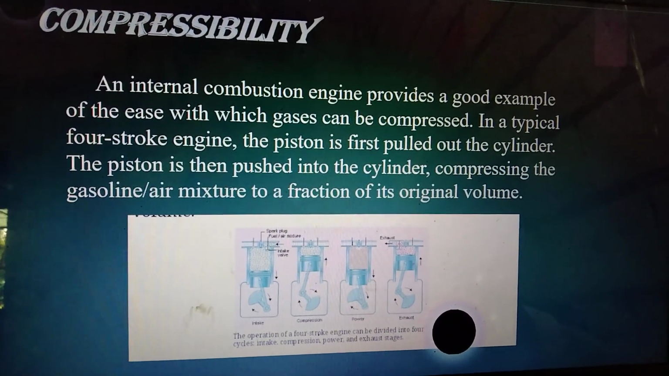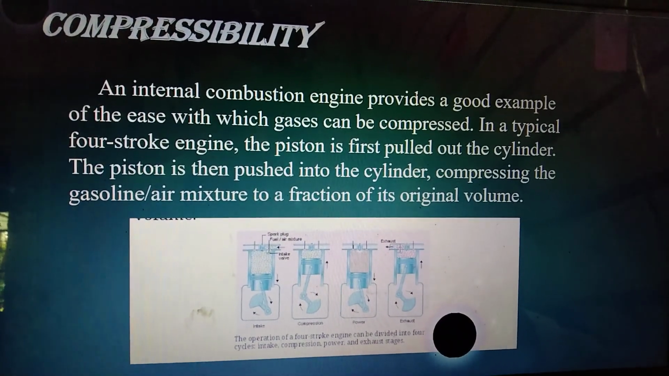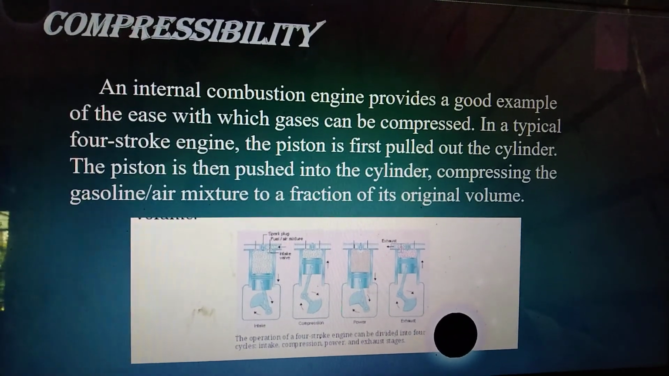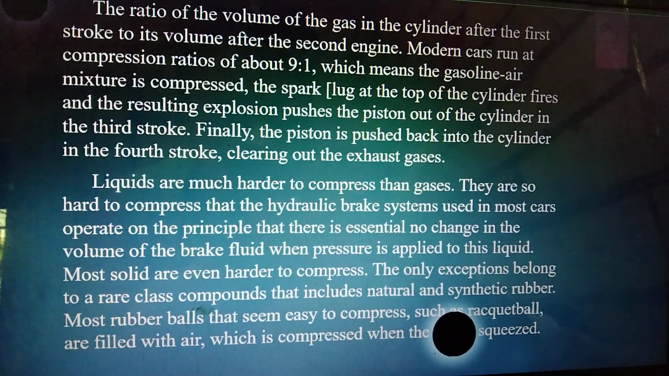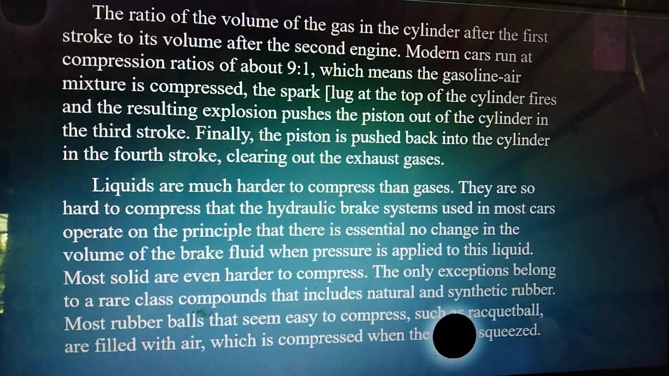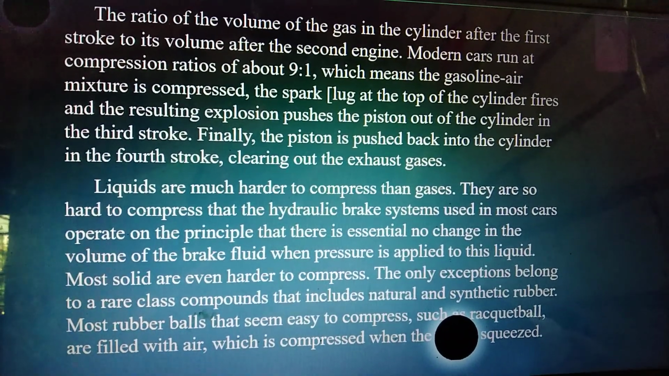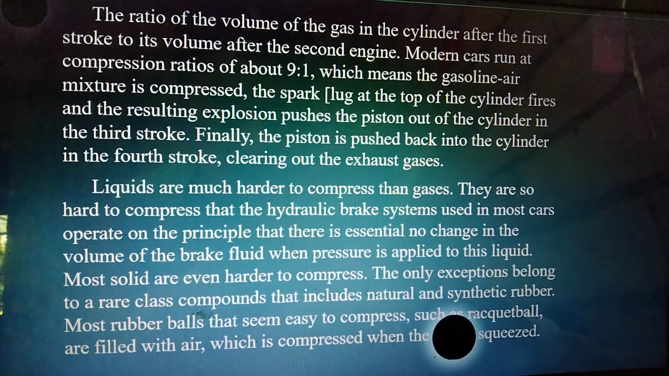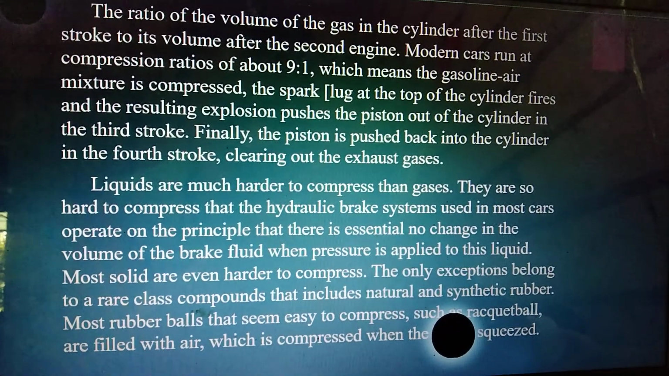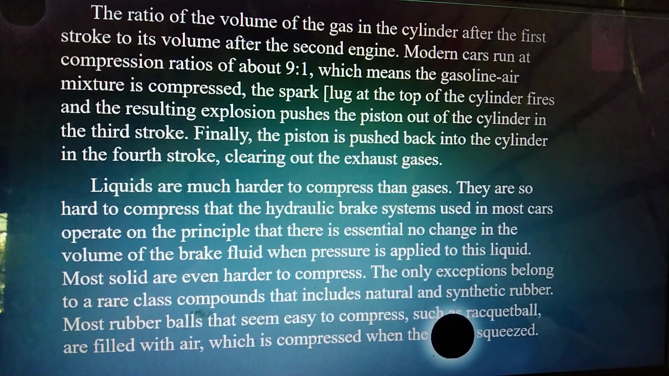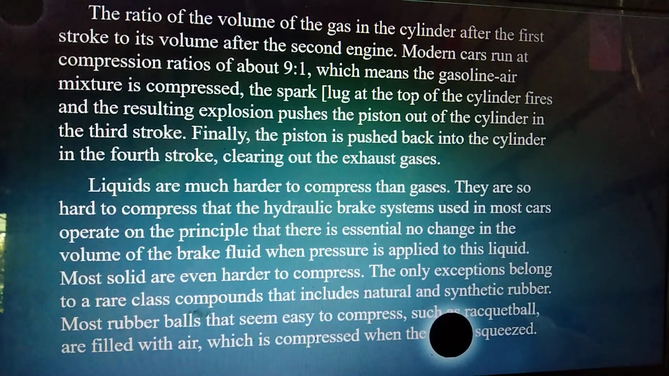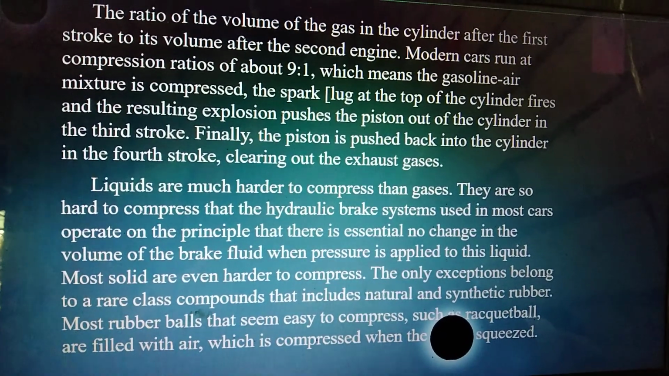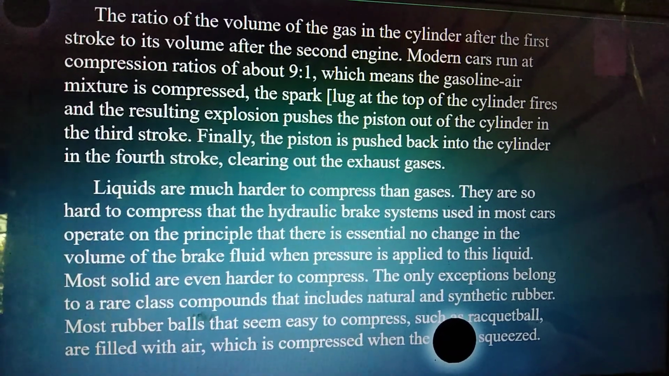Intake, compression, power, exhaust. The operation of a four-stroke engine can be divided into four steps. The ratio of the volume of gas in the cylinder after the first stroke to its volume after the second stroke is the compression ratio of the engine. Modern cars run at compression ratios of about 9:1, which means the gasoline-air mixture is compressed.